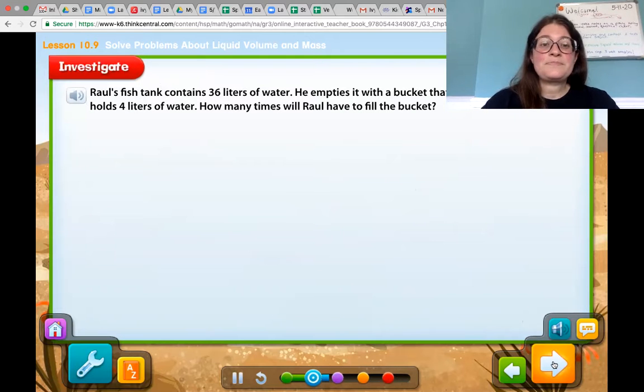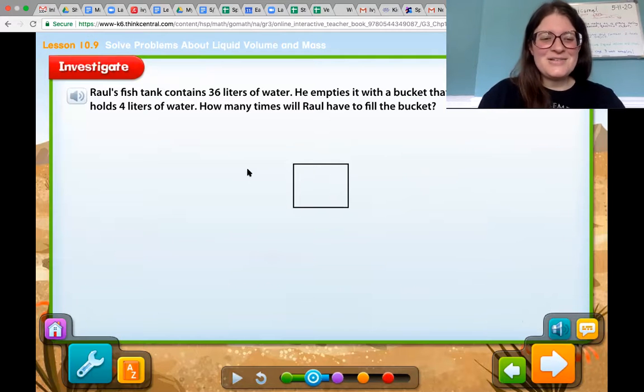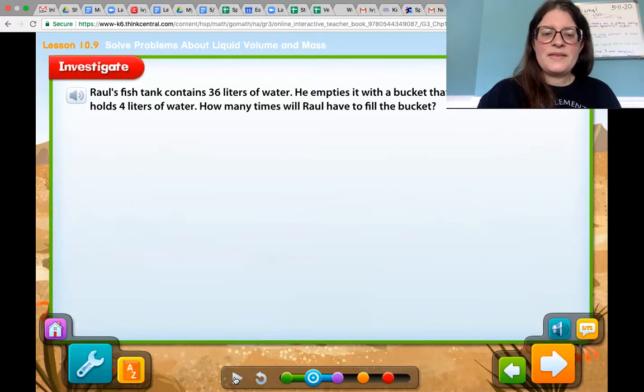Take a moment to read this problem. It says Raoul's fish tank contains... You can use a bar model to solve this problem. I told you the videos go slow. It says Raoul's fish tank contains 36 liters of water. He empties it with a bucket that holds 4 liters of water. How many times will Raoul have to fill the bucket? Here's a problem about mass. Take a moment to read this problem.